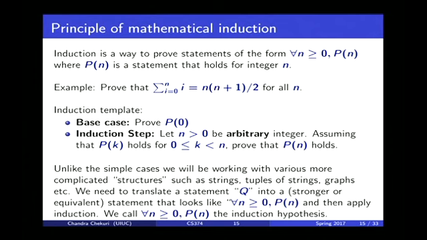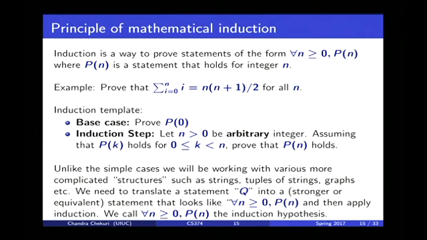And then how do you prove something by induction? Here is how. Let n greater than 0 be an arbitrary integer. It's very important that it's an arbitrary integer. Then, assuming that P of k holds for 0 less than or equal to k less than n, prove that P of n holds. This is your job, this is part of the proof.